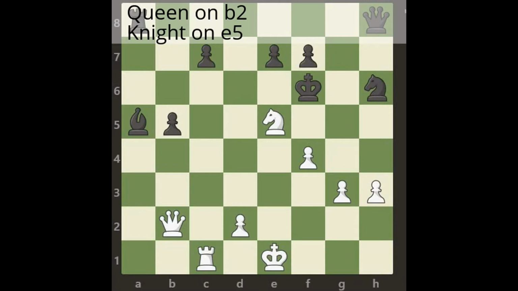Now let's see what is meant by discovered check. If a piece is moved which unmasks another piece, which in turn attacks the adversary's or opponent's king and thereby gives it a check, then it will be called a discovered check. That is, here the check is not given directly to the opponent's king, but by unmasking a piece by moving some other piece. That is why it is called a discovered check.